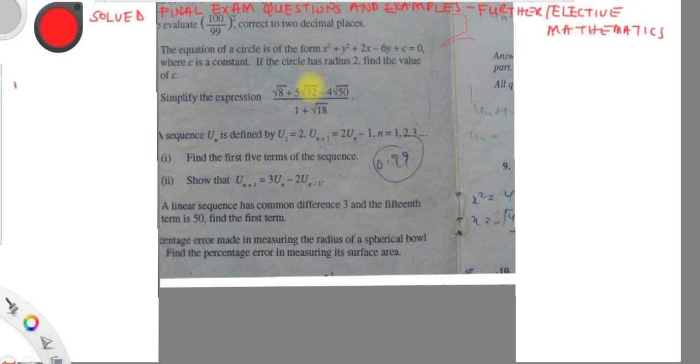WASSCE final exam questions. Okay, so this is a theory question. We are asked to simplify the expression. Simplify this expression. So how do you simplify it?